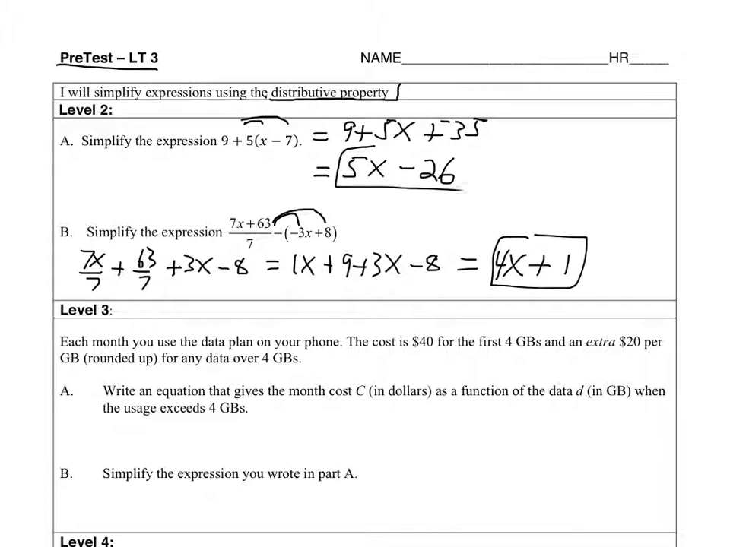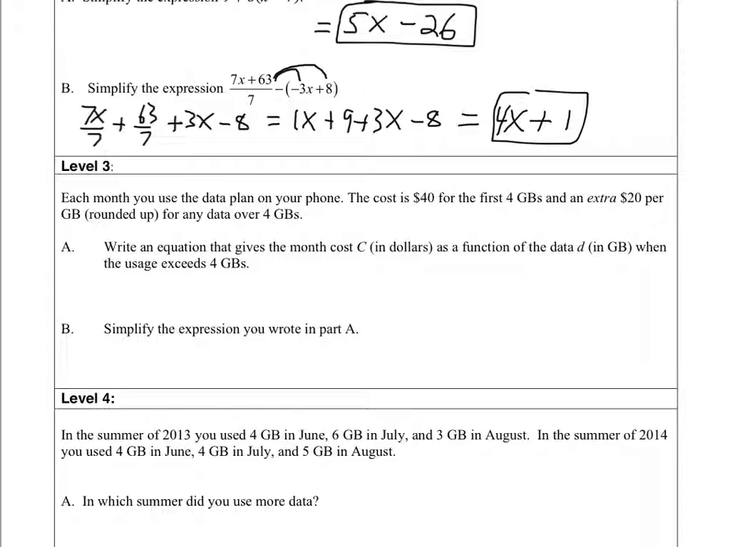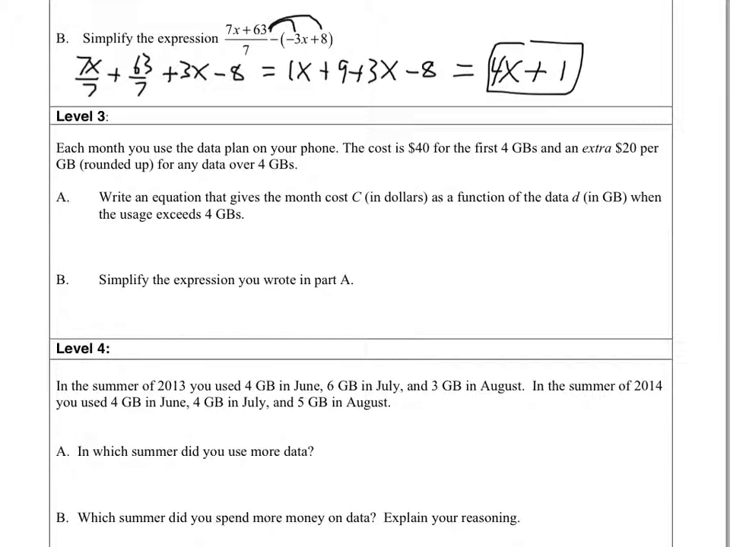So these two questions complete our level 2 style question. Our level 3 style question is a bit more complicated. Here you're going to have to write your own model. We have a question in the homework that is fairly similar to this. It says each month you use the data plan on your phone. The cost is $40 for the first 4 gigabytes and an extra $20 per gigabyte for any data over 4.